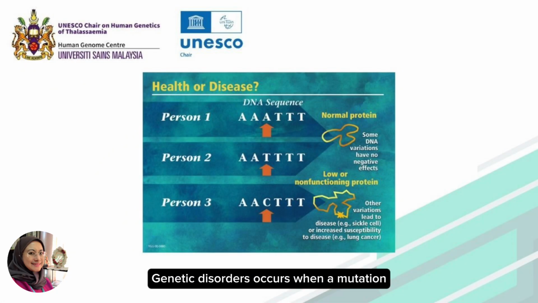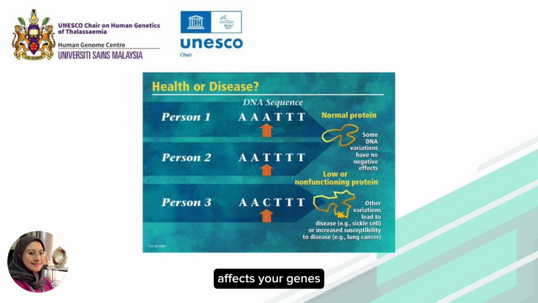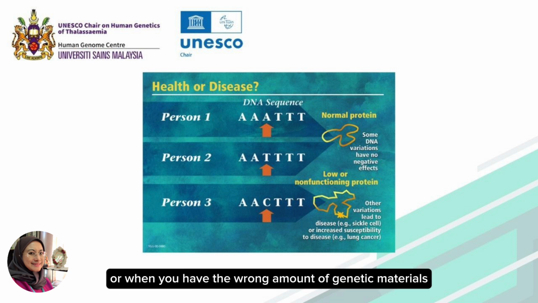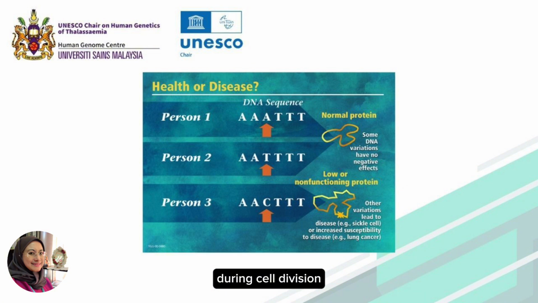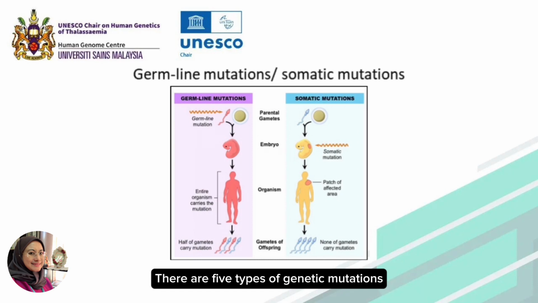Genetic disorders occur when a mutation, which is a harmful change to a gene, affects your genes, or when you have the wrong amount of genetic material. Mutations can result from errors in DNA replication during cell division, exposure to mutagens, or a viral infection. There are 5 types of genetic mutations.